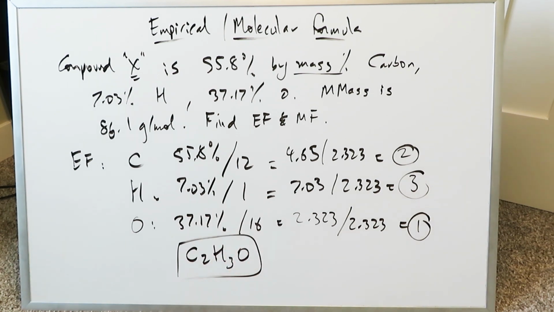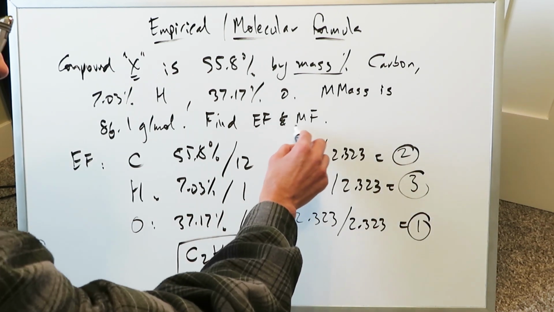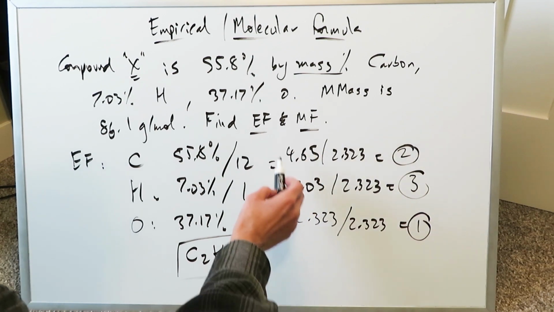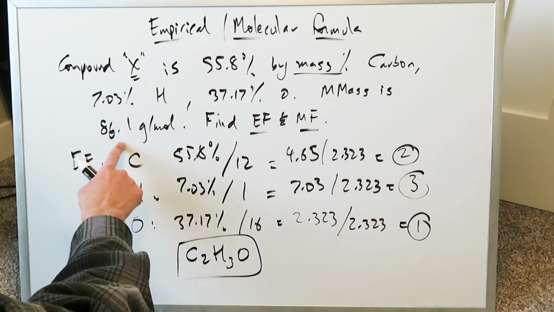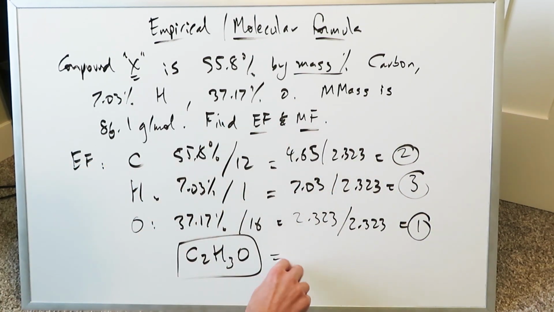It's not your actual formula, your molecular formula. You have to determine both. We've done this, you have to determine this. You're given that the molar mass is 86.1. If you were to determine the molar mass of this, it'll tell you by how many multiples off you are.